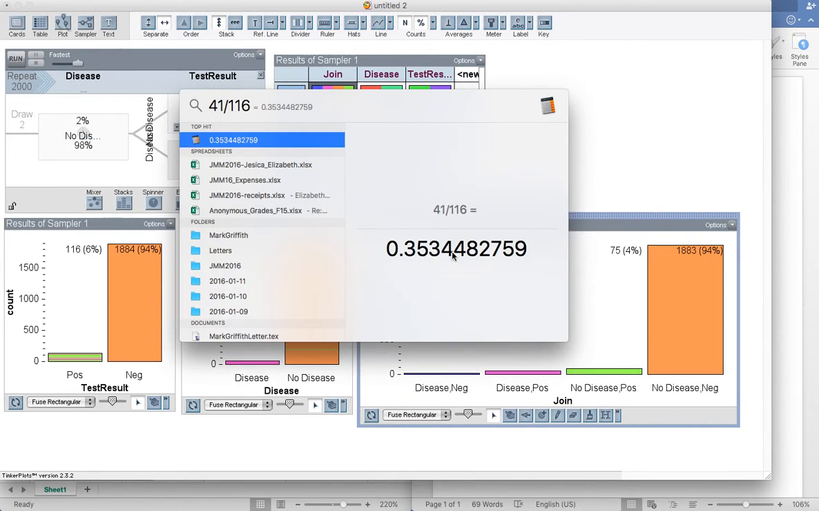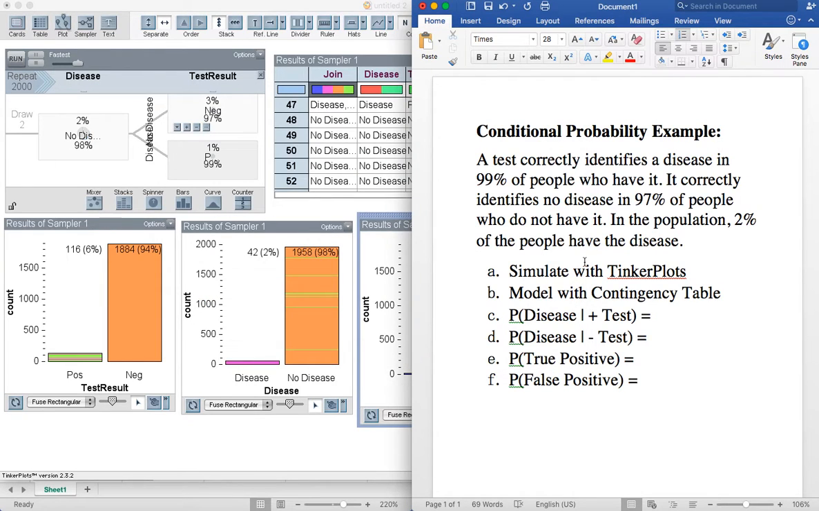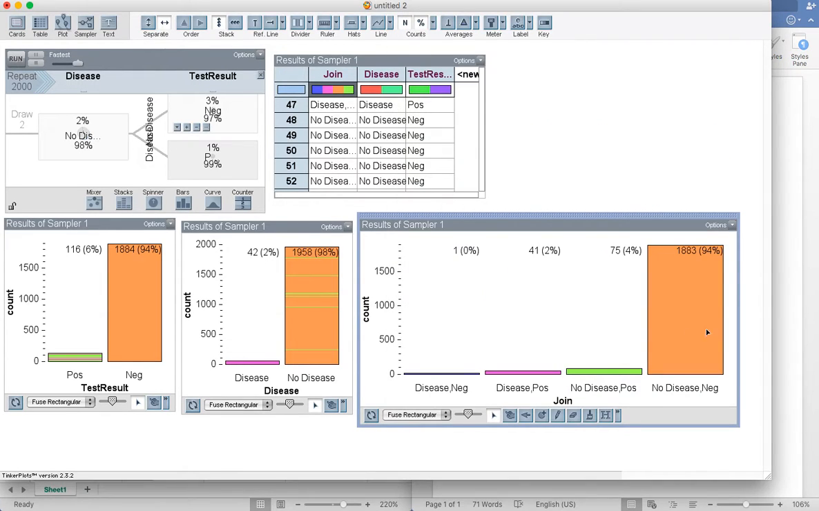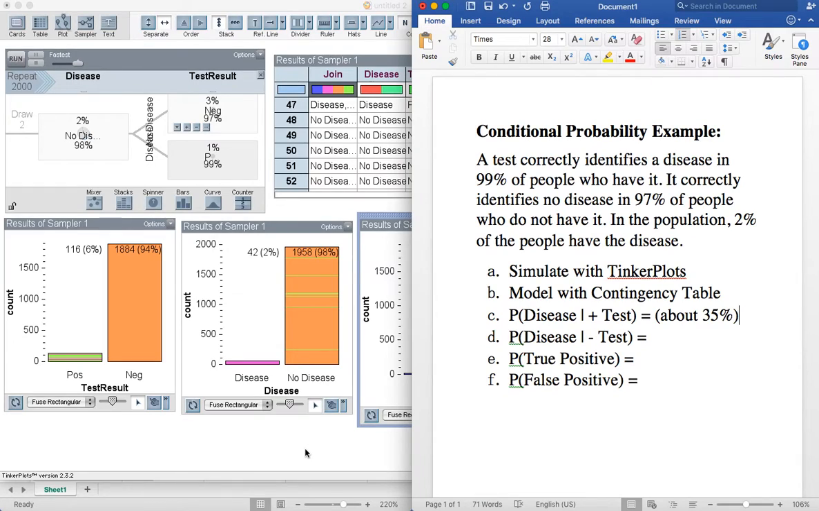So there's about a 35% chance, that's what our estimate is. So I'm going to say about 35%. Okay, what about the disease given a negative test?